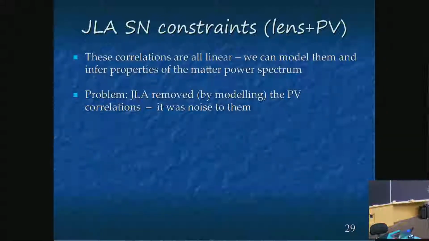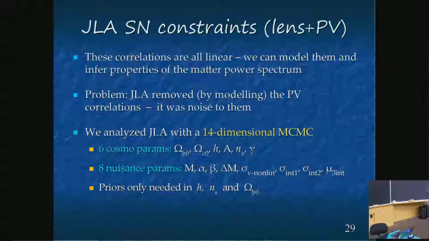Now, this correlation is all linear, so that's this part. The JLA data themselves removed this, because they didn't want it, so they removed it from the data. They had removed some terms by hand, so we had to go back and put them back in. So we did a full MCMC analysis with 14 parameters: the 6 cosmological parameters plus 8 nuisance parameters. These are the typical supernova nuisance parameters: the intrinsic magnitude, alpha and beta of SALT, and delta M, which is the step.